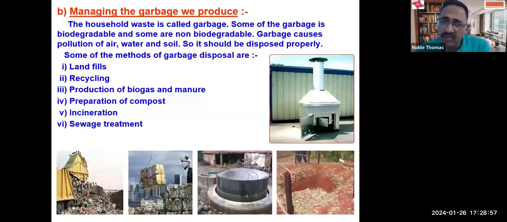Landfills are normally used for collecting large amounts of waste and then we fill it up. And after many years or many months, once the land gets filled with the waste material, we can cover it up and that land can be utilized for some other purposes. But there are certain concerns related to this.